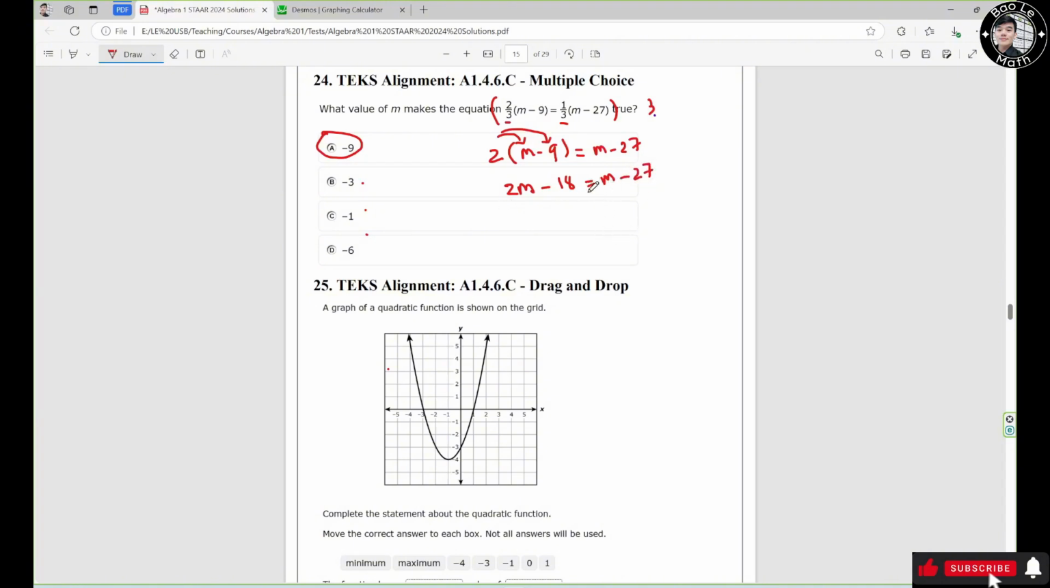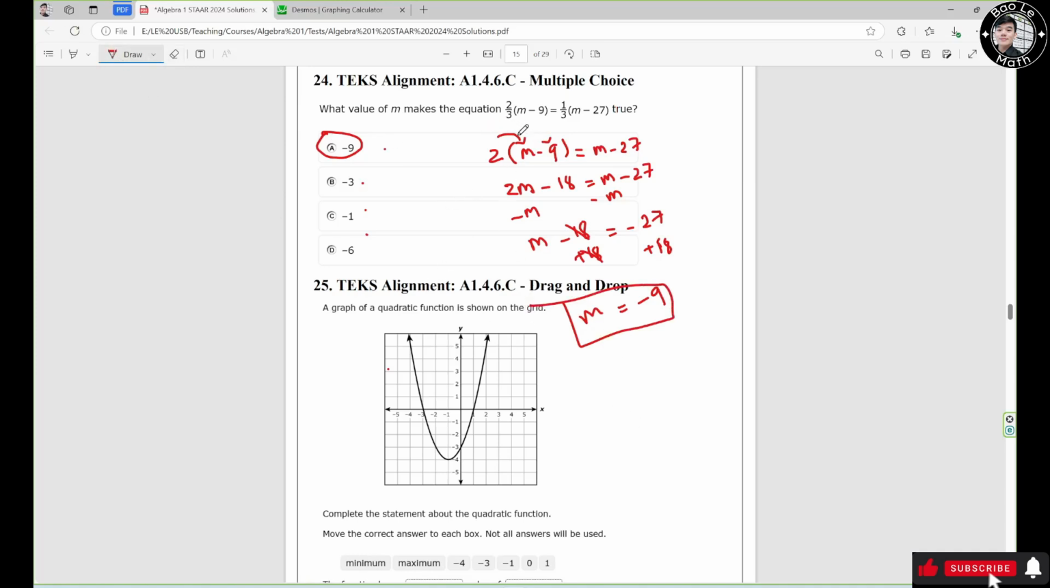Now I'm going to subtract m from both sides, so it becomes m minus 18 equals negative 27. Now I'm going to add 18 to both sides. So this one cancels out. m equals negative 9. Alright, so the answer is still the same.